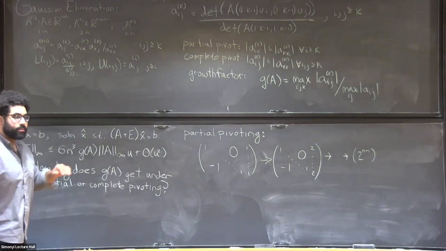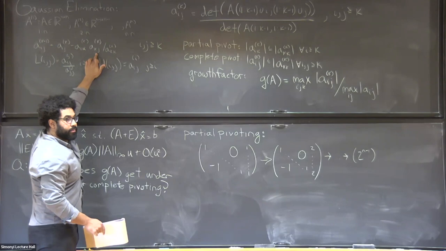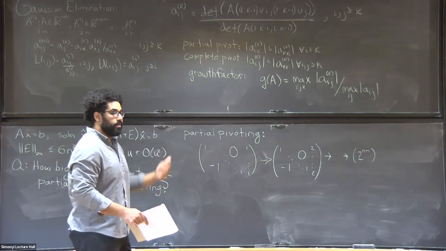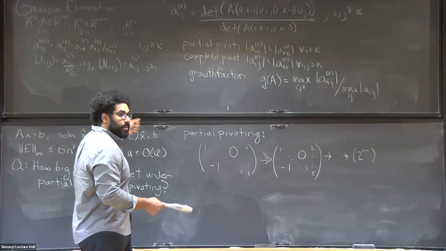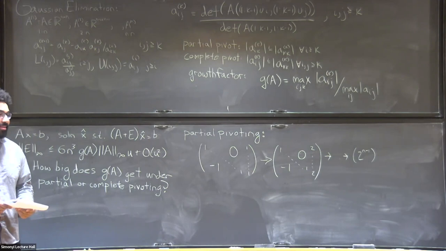You'll notice that at any step, what are we doing? We're taking a number from the previous step and we're subtracting some number from the previous step scaled by the ratio of an entry in the first column to the pivot, which by partial pivoting is always at most 1. So that means we get at most doubling at each step, and this is exactly attained by this matrix. So this question, I just answered it for partial pivoting, we're half done. And that means the logarithmic number of bits is useless.